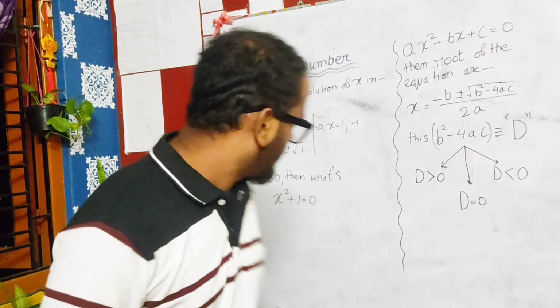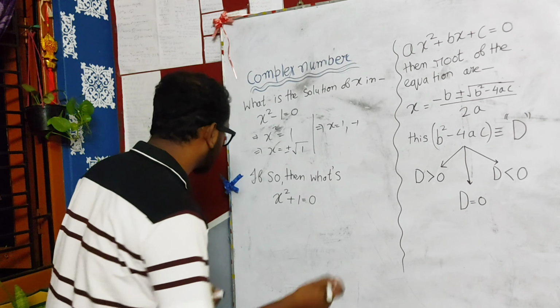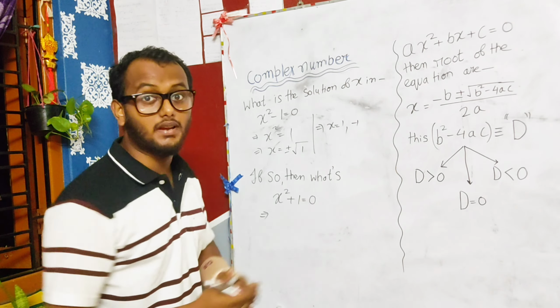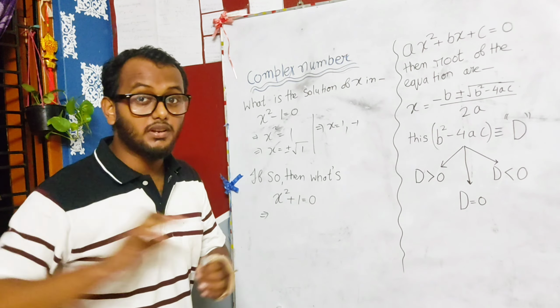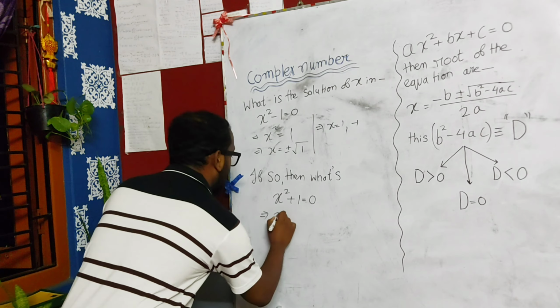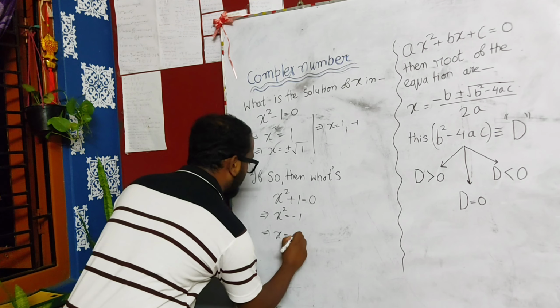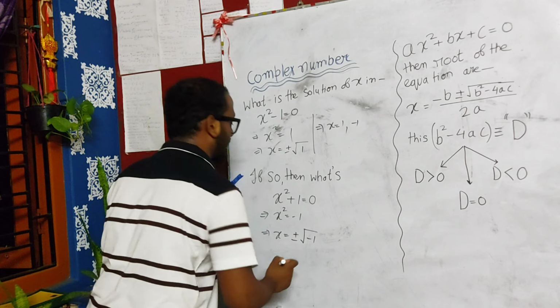But what will we do here? Simply we are going to take this plus 1 to that side, it will become minus 1. Then we are going to take the square root on both sides. Let's do it. X square equal to minus 1 implies x is equal to plus minus root over minus 1.